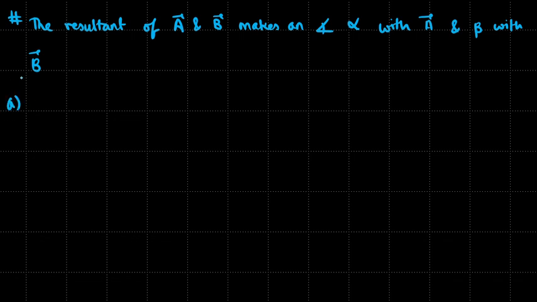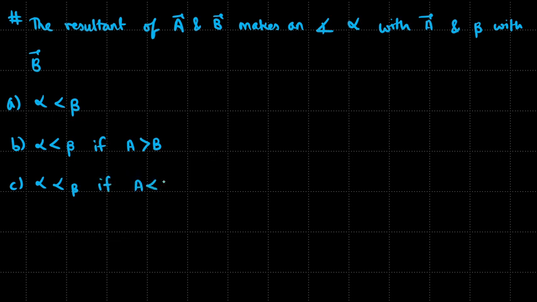So option A is alpha is less than beta. Option B is alpha is greater than beta if A is greater than B. So it's talking about the magnitude of these two vectors. And option C is alpha is less than beta if A is less than B. And finally option D is alpha is less than beta if A is equal to B.